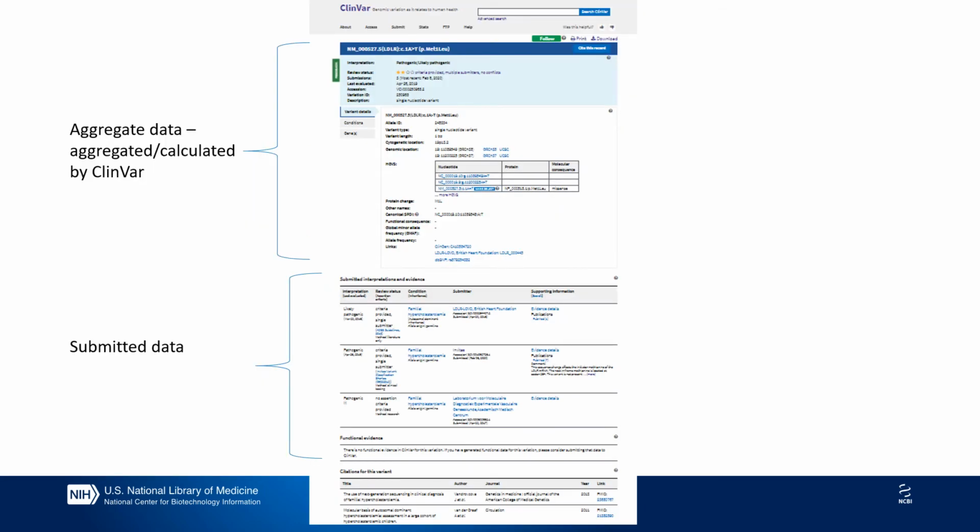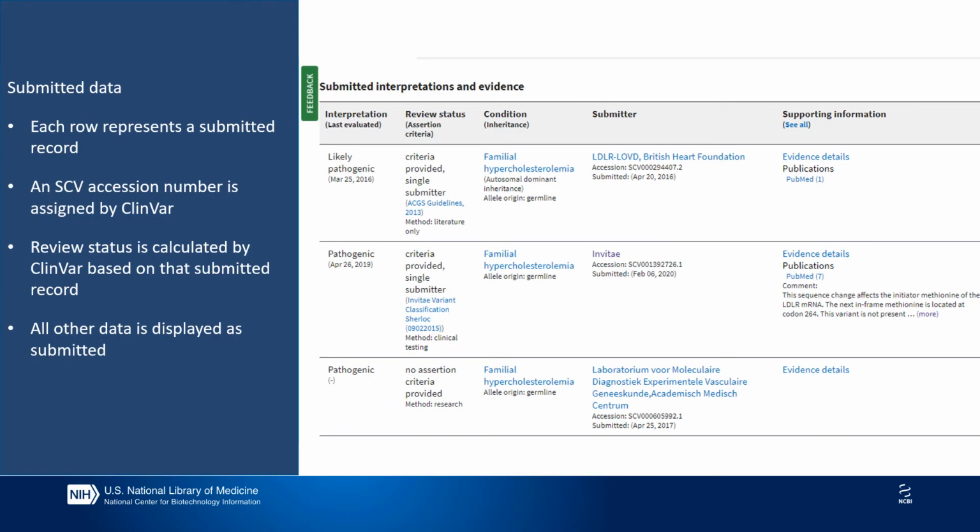So that was the top section of the page, the aggregate section that we've looked at. And next we're going to move down the page to the section that focuses on submitted data. So the major focus of this section of the page is this table titled Submitted Interpretations and Evidence. Each row in the table represents a submitted record.